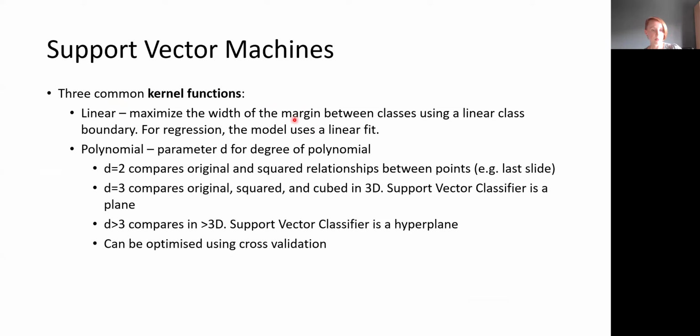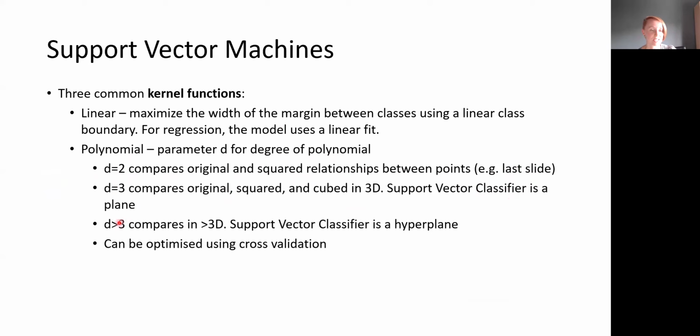The second type is polynomial, and you can have different degrees of polynomial kernels. If we set our d, which is our parameter for our model, as 2, which is our degree of polynomial, then it will compare the original data with the squared data between our points, which is essentially what we looked at in the last slide of the example. If you set d as 3, then it will compare original, squared and cubed across 3 dimensions. And so our support vector classifier that time would be a plane rather than just a line.